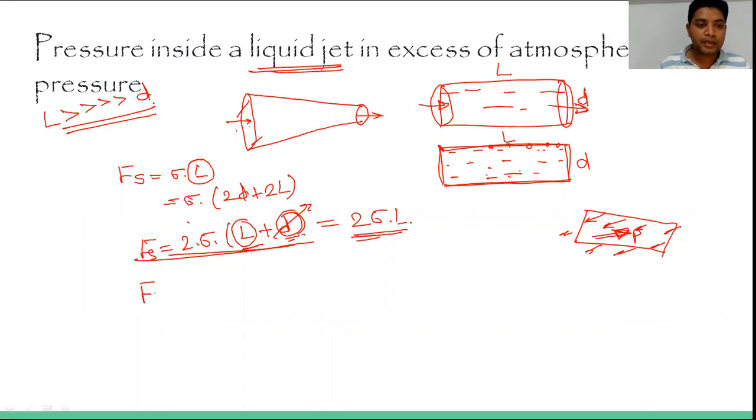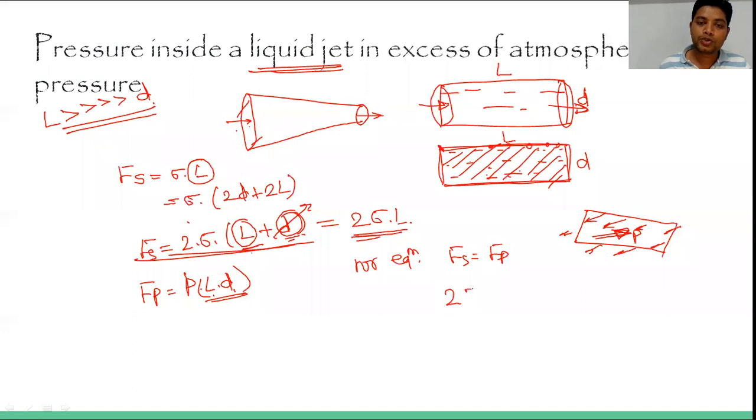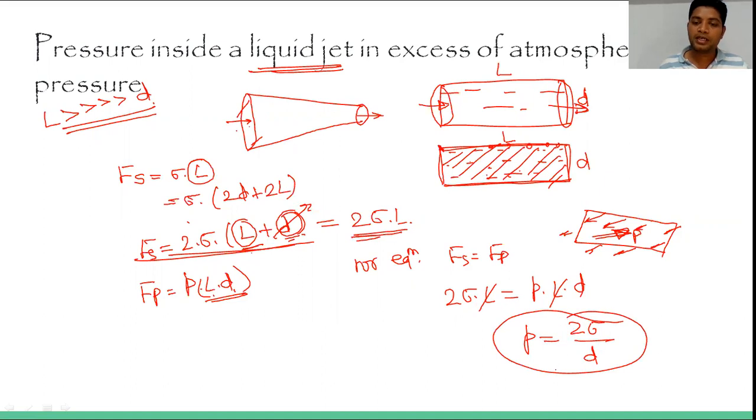So this Fp is P into the cross sectional area. Which is the cross sectional area? This one. Okay, so this area will be L into D. Now for the equilibrium condition, Fs will be equal to Fp. So Fs, that is 2 sigma into L, and Fp will be P into L into D. So the value of P will be equal to 2 sigma by D. Okay, so this will be the relationship.